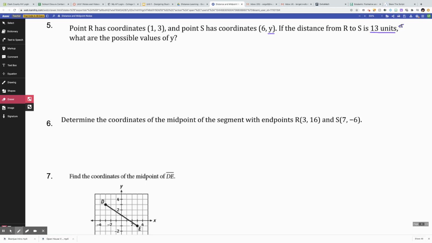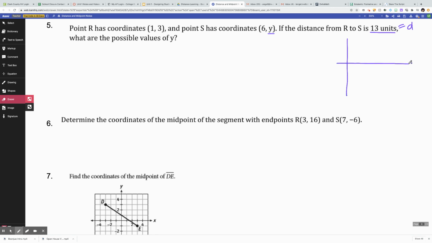So I know what D is. In all of these other problems that we've done, we haven't known what D was, and that's what we were always trying to find. But here, I know what D is, and I'm missing one of these coordinate points, okay? So here, the question is, what are the possible values of y? And I'm going to tell you that there are two possible values of y, okay? And I'm going to show you what I mean, okay?